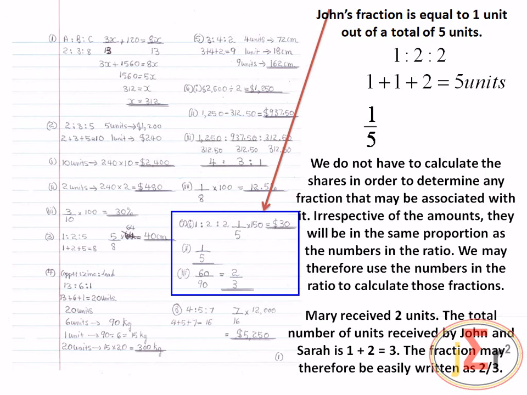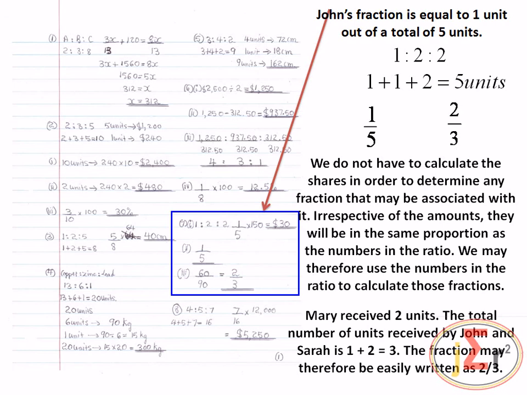So let us do that. Mary received 2 units. The total number of units received by John and Sarah, we add them together, 1 for John, 2 for Sarah, 3. The fraction may therefore be easily written as 2/3. That's all there is to it.